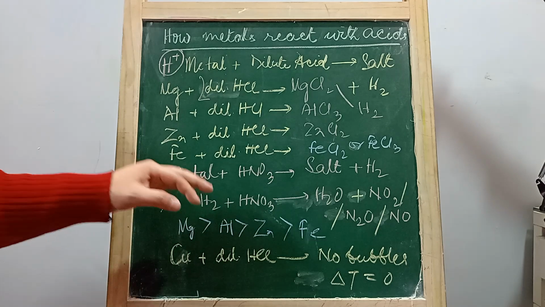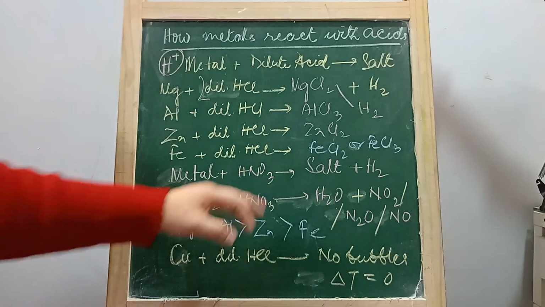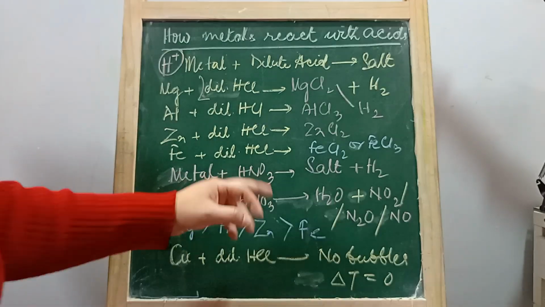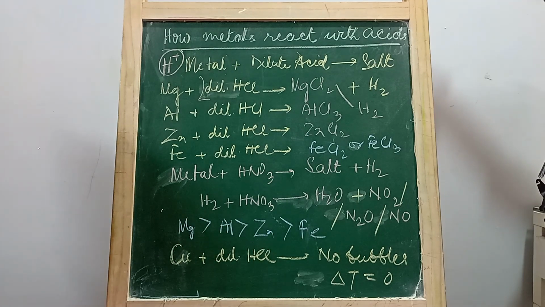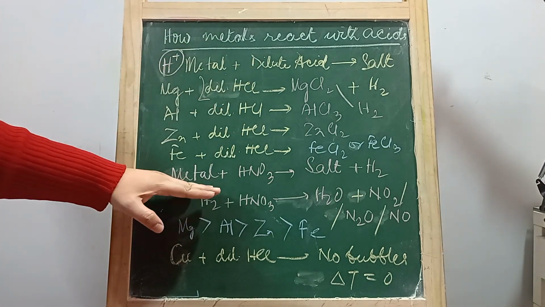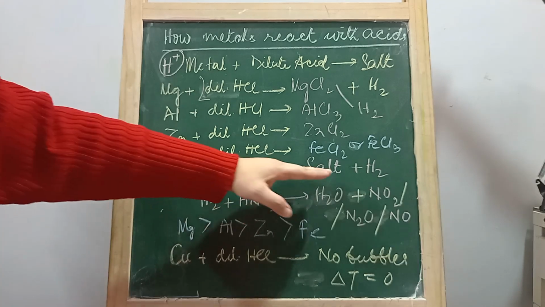Next, what happens when a metal reacts with nitric acid? So this is also an acid. Suppose this is dilute nitric acid. What happens? According to this statement, when metal reacts with an acid, there should be formation of salt and hydrogen, right?